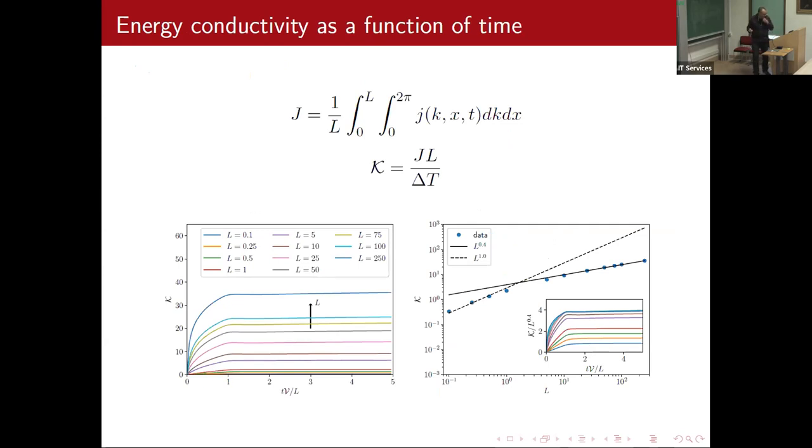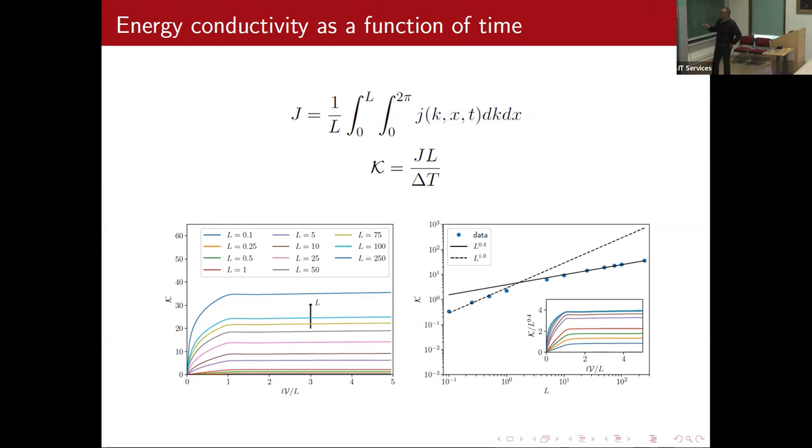And this is the energy conductivity that we compute from our numerical simulation. We compute the conductivity kappa as a function of time, and those are the lines for the different distances from the thermostat. You see that from the simulation we get a constant value of conductivity, which is the conductivity of the system, and it increases with L. At the stationary state the conductivity increases with L, and if we plot kappa as a function of L, then you get these two lines.